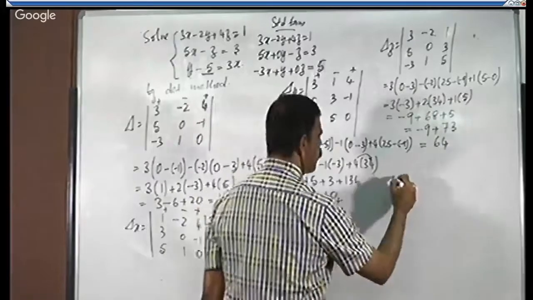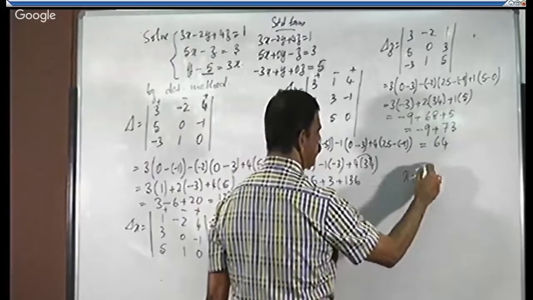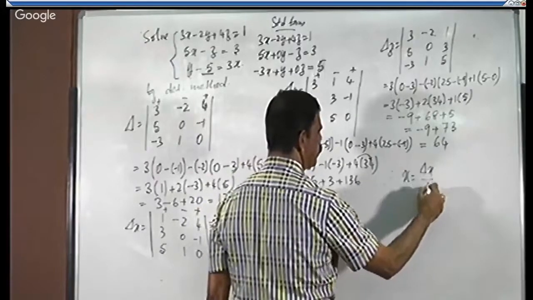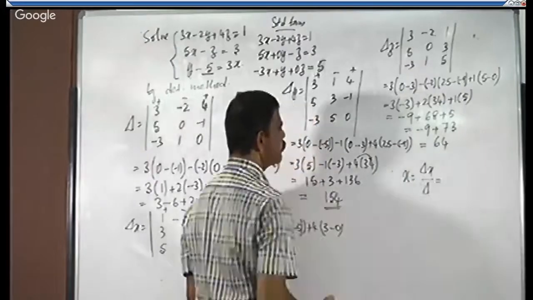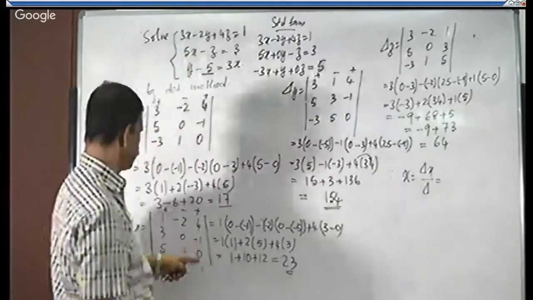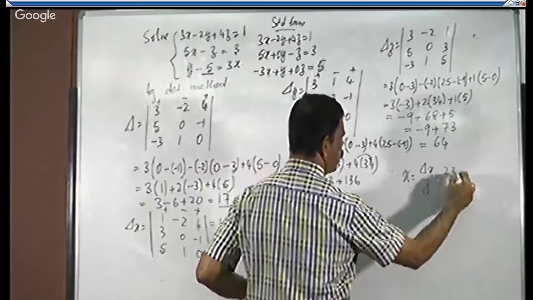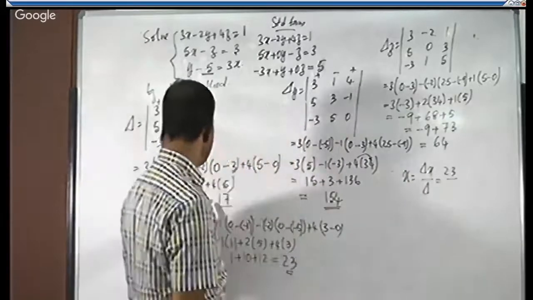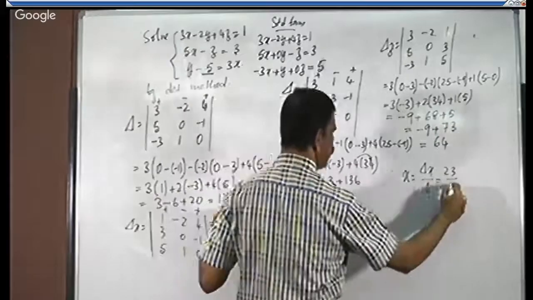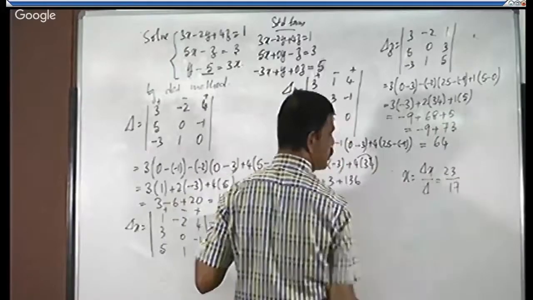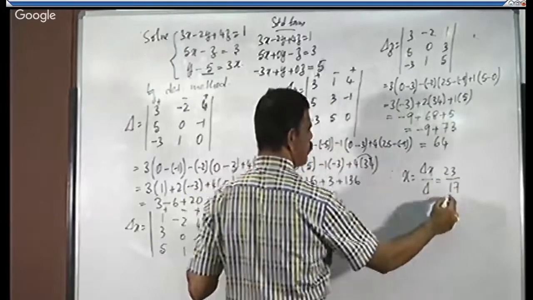Okay. Therefore, x value is equal to what? Delta x divided by delta. What is delta x? Delta x is equal to 23 divided by delta. What is delta? Delta is 17. They don't cancel each other. We keep it as it is.